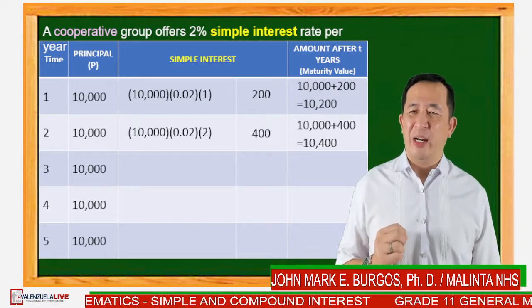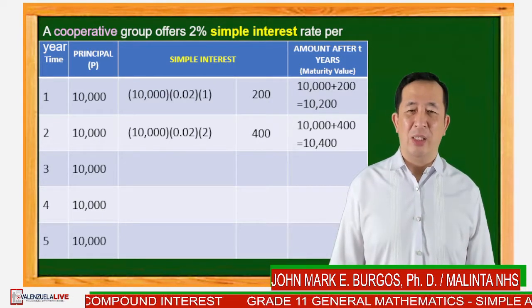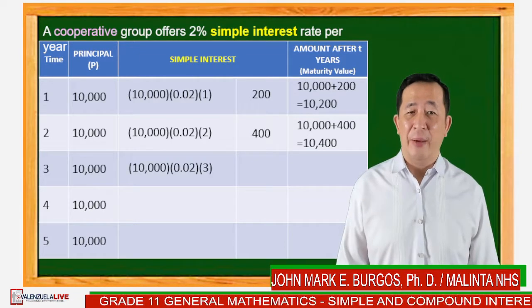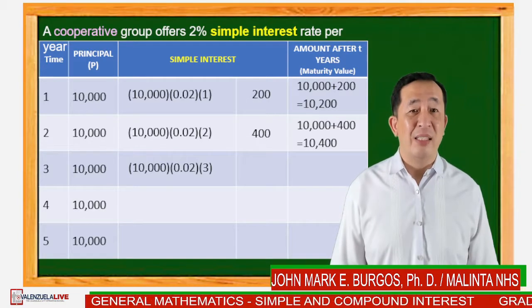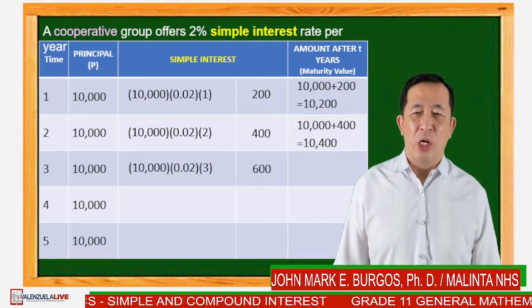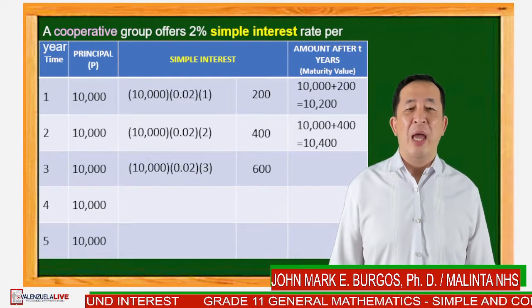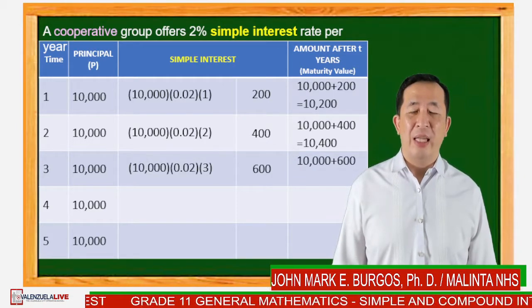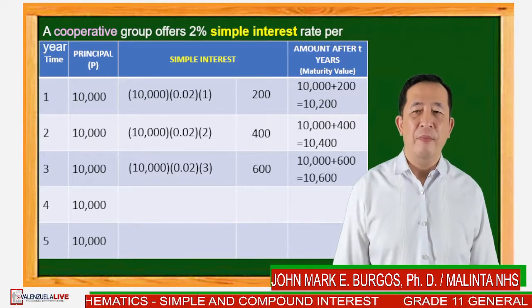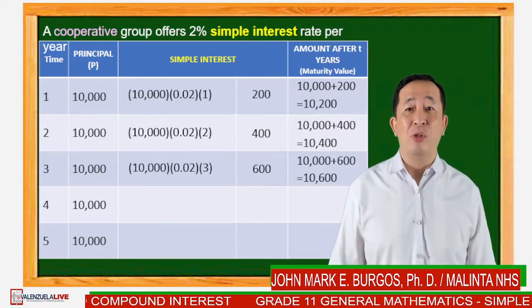For the third year, the principal again will be 10,000. To obtain the simple interest, we have 10,000 times 0.02 times 3. And the simple interest will be 600 pesos. Adding the computed simple interest to the principal, the maturity value will be 10,000 plus 600 is equal to 10,600 pesos.